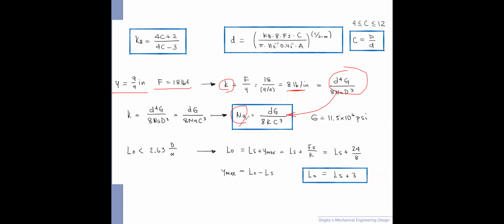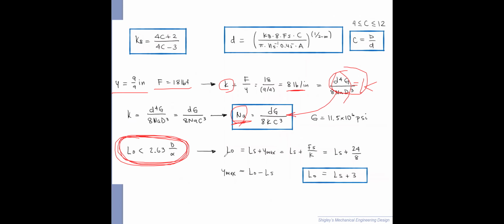Number of active coils. Okay, so K equals this term, so we can get the number of active coils. And we already know the spring is made of steel, right? So for its stability, if this spring is to be absolutely stable, you have to meet this requirement.